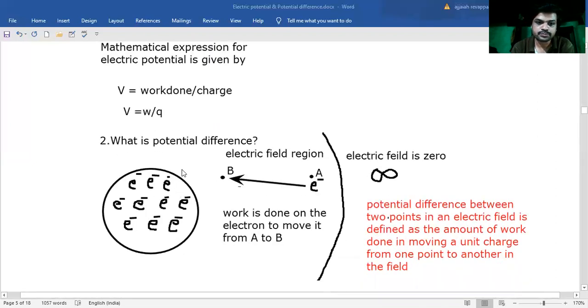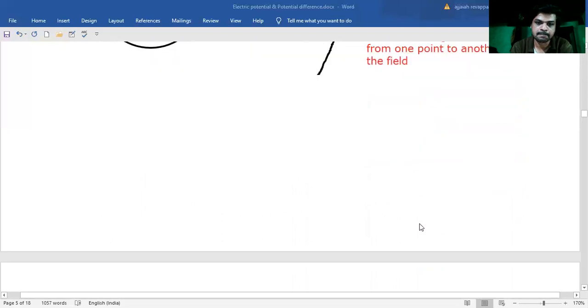Then one more very important concept we learned, that is what is potential difference. The potential difference between any 2 points in an electric field is defined as the amount of work done to move a unit charge from one point to another point against the field direction. So that is the definition of potential difference.